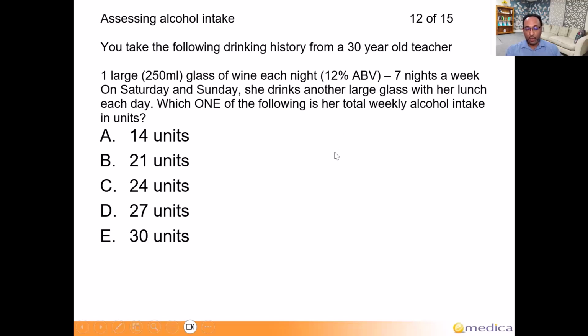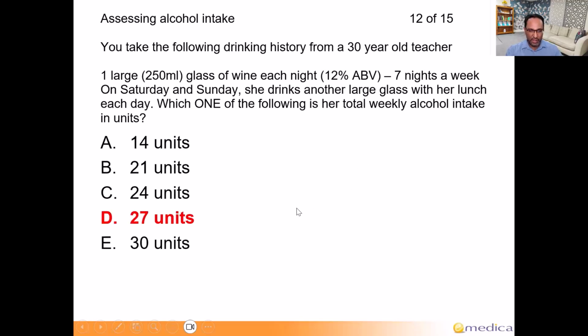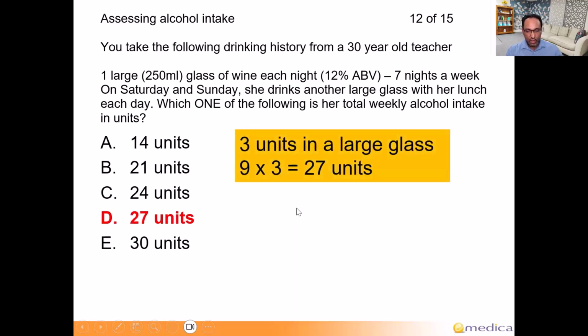And there are 2 ways you can calculate the units. One is if you just know that a large glass of wine of medium strength, which is like this, is 3 units. You can just do 9 times 3, which is 27. You can do that in your head. Okay. So a large glass of medium strength wine is about 3 units. Roughly, 9 times 3 is 27 units.